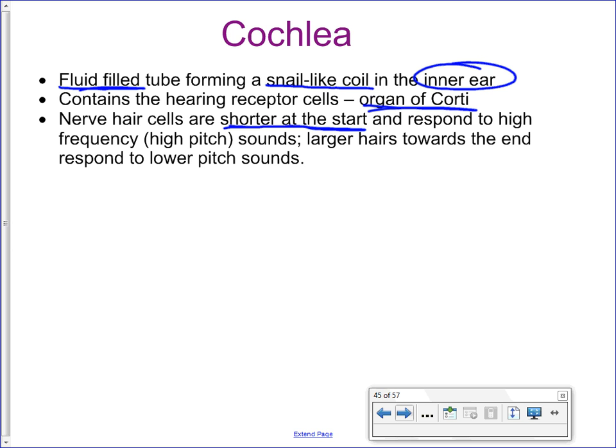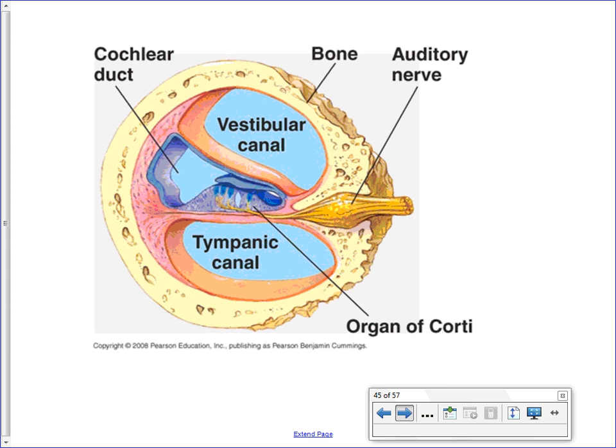These ones are shorter, they're stockier, it's a little bit more difficult to move them, so you need more high energy, high frequency, high pitch sounds in order to move those ones. So it is the beginning of the cochlea that is going to be detecting the higher pitch sounds. Toward the end, the hair cells are going to be longer, stringier, not quite as difficult to move. Lower energies are sufficient to move them, so these respond to the lower frequency or lower pitch sounds.